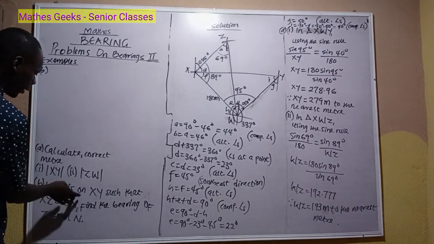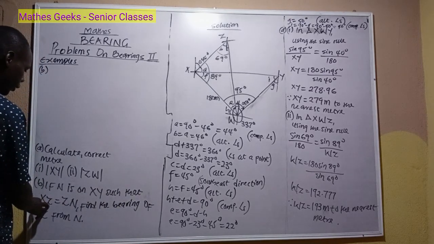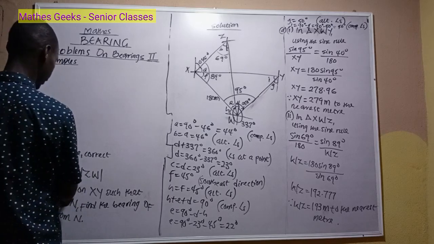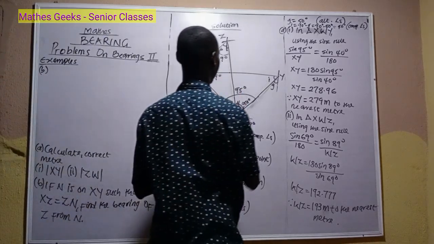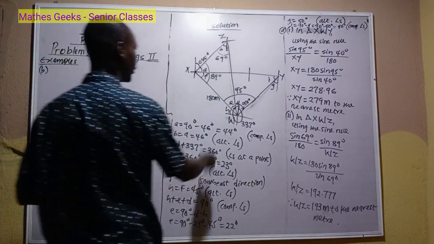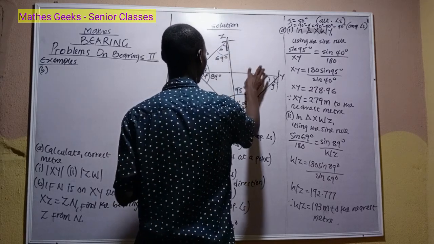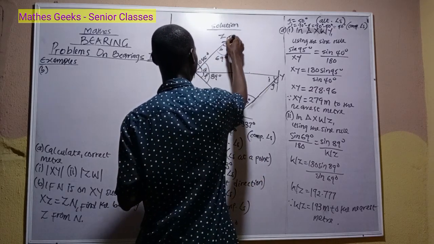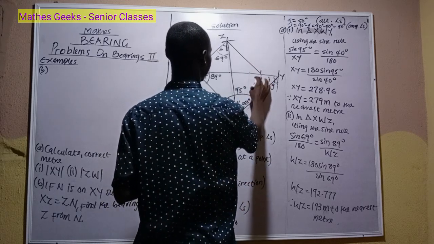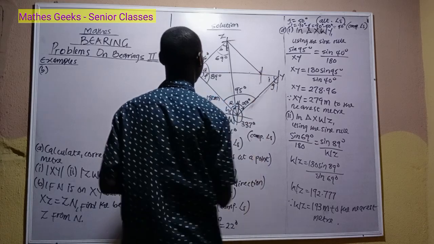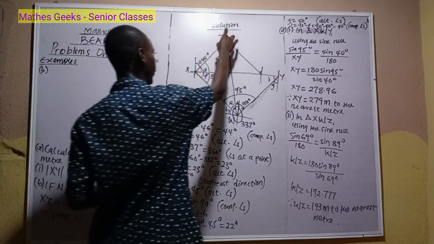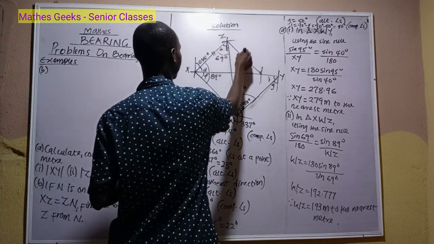B says if n is on xy such that xz is equal to zn, find the bearing of z from n. So if n is on line xy, let's mark point n there, such that xz is equal to zn. What it means is that line xz is equal to line zn, the same distance. So this line is equal to this line.